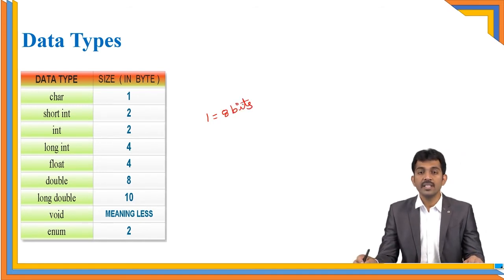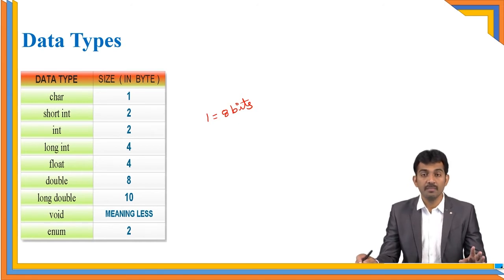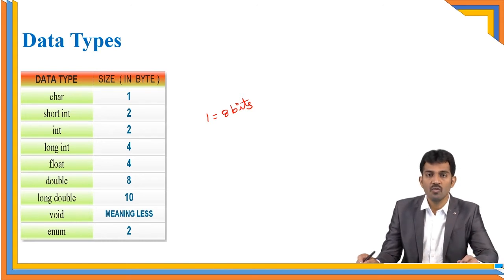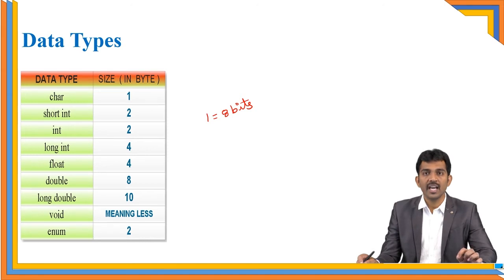8 bits means it is going to store 8 bits of number. 8 bits means the computer is going to store only the binary format, right? 1 byte means it is going to store a maximum value. What is the maximum value it is going to store? See, by default, char means it is a signed char.